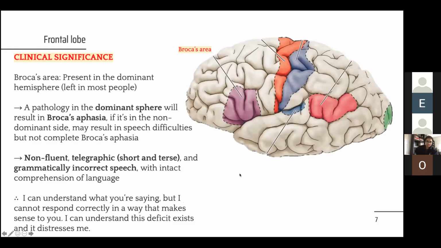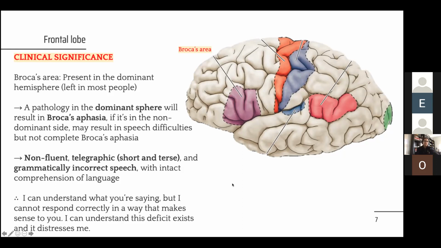So speaking of the Broca's area, the Broca's area is found in the frontal lobe, on the left side in most people, because for most people that's their dominant side. So if you have a pathology in the dominant sphere affecting the Broca's area, you end up with Broca's aphasia. If you have a pathology in a similar area, but in the non-dominant hemisphere, you might end up with some speech difficulties, but it's not going to be entirely Broca's aphasia, because that's not where Broca's area is.